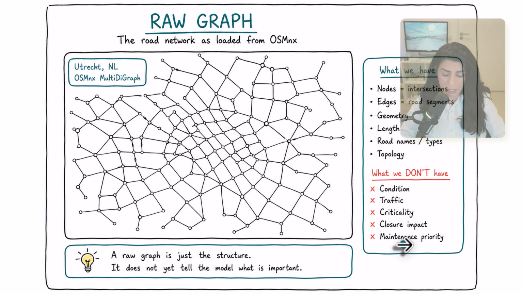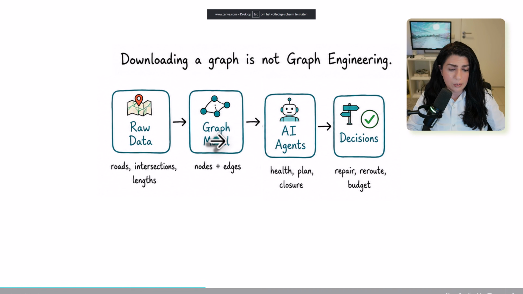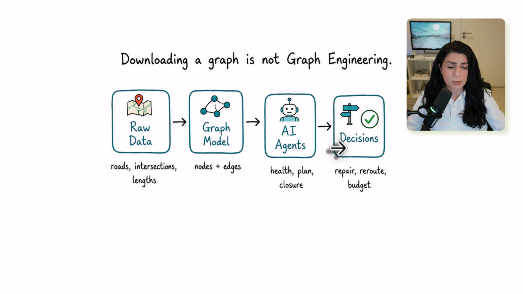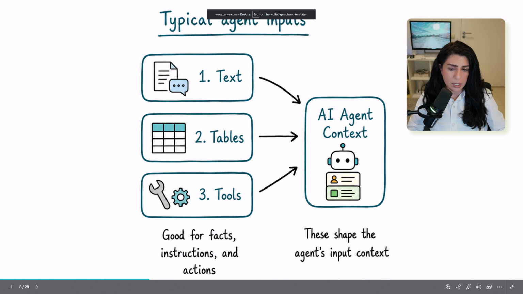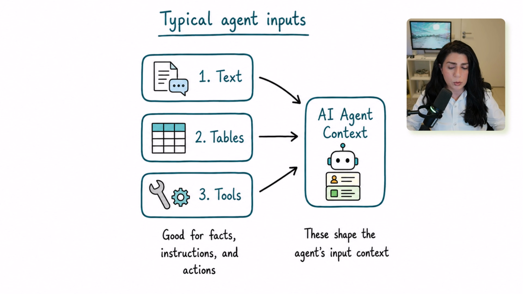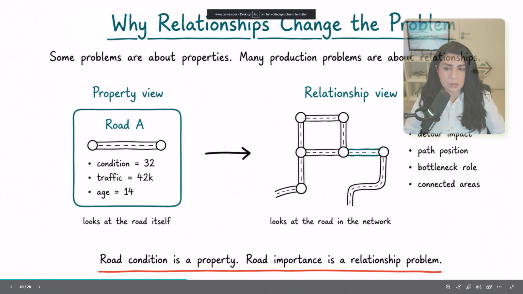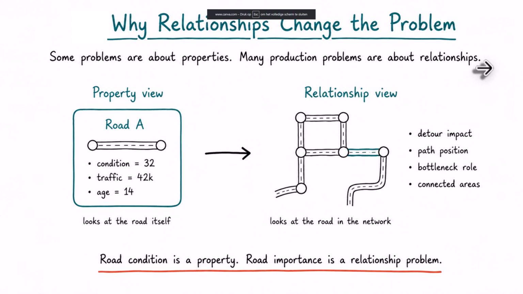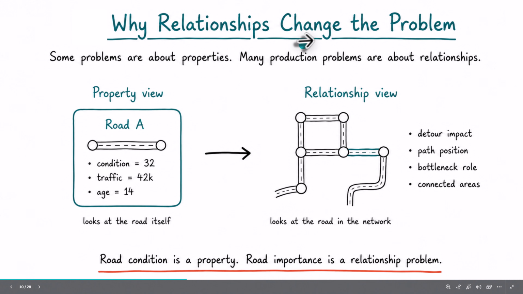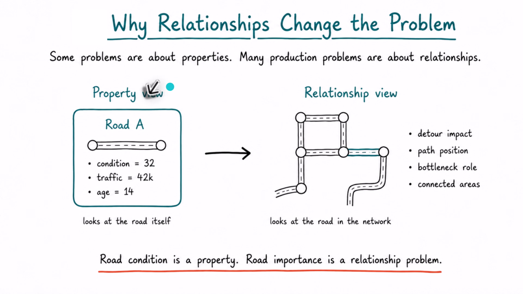So we could go ahead and use that raw graph model and just give it to AI agents to make some decisions. Of course, typical agents just get text, tables, and tools, and that's good for facts, but not all problems are isolated like this, because the condition of a road in isolation is not enough to show its importance, because it's always connected to the network. So we want to know what the impact of maintaining that road is. Road importance is more of a relationship view than a property view.